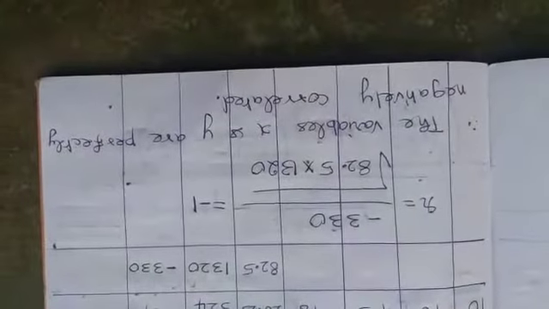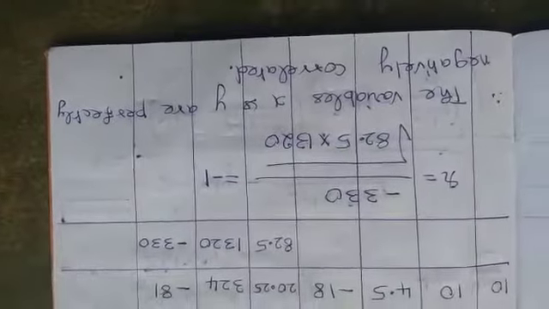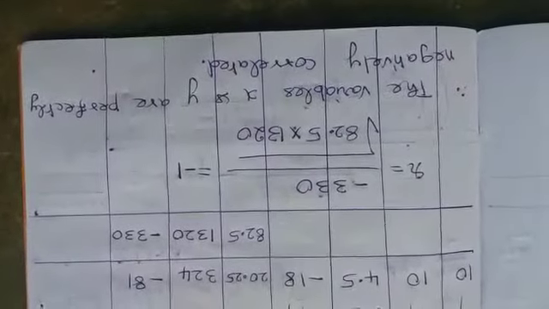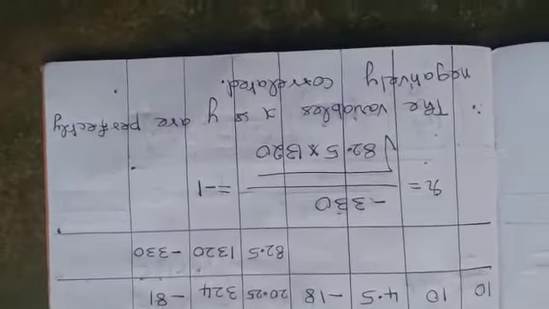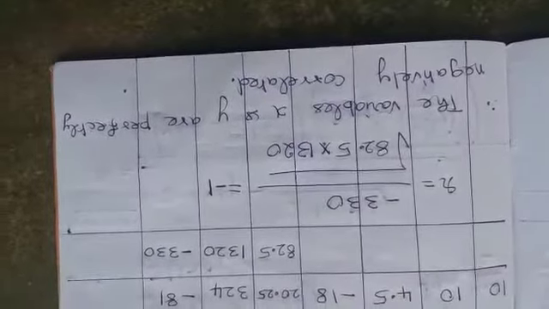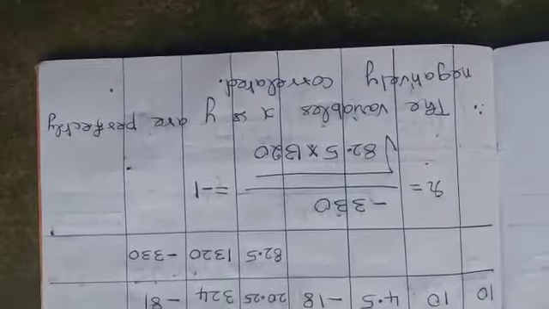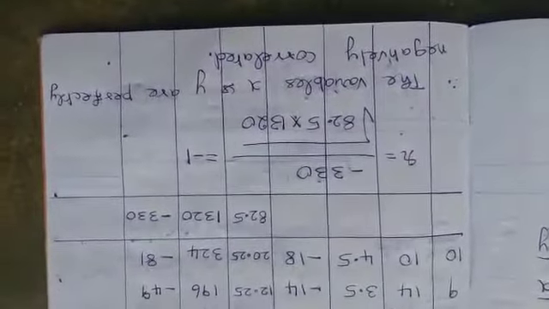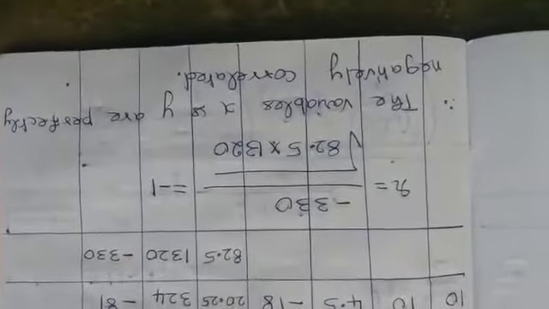So the variables x and y are perfectly negatively correlated. As we have discussed in the class, I have told you that r values lie between minus 1 to plus 1. So if r is equal to minus 1, the variables are perfectly negatively correlated. If r is equal to plus 1, the variables are perfectly positively correlated. So this is the way to find the correlation coefficient when two variables are given. Thank you.